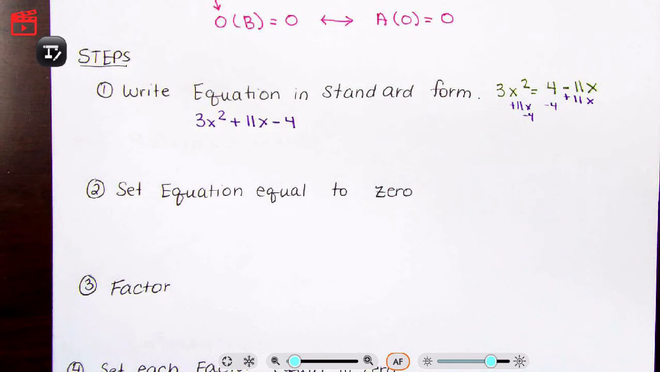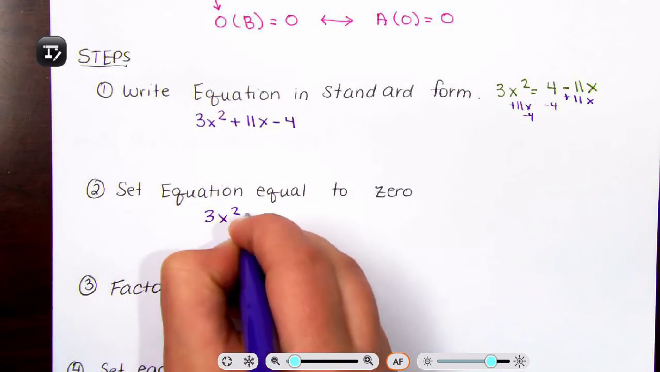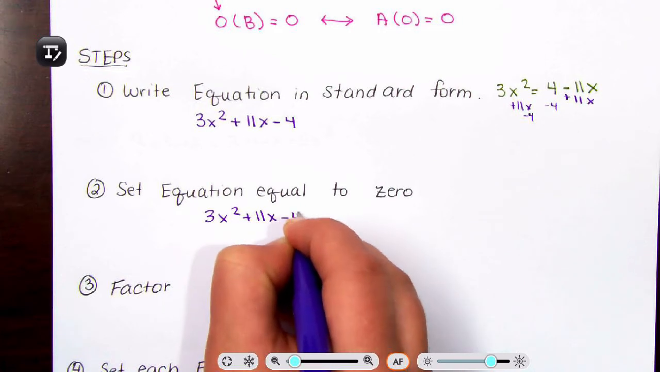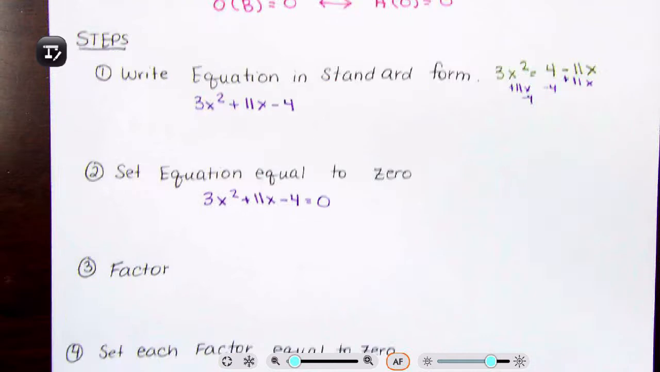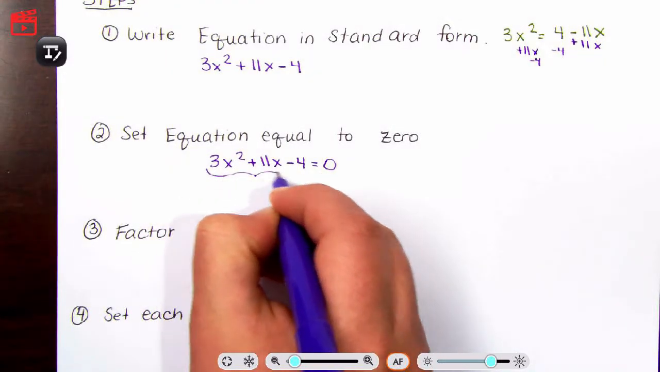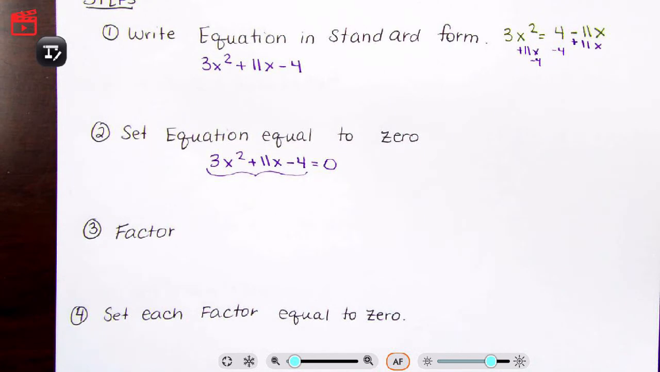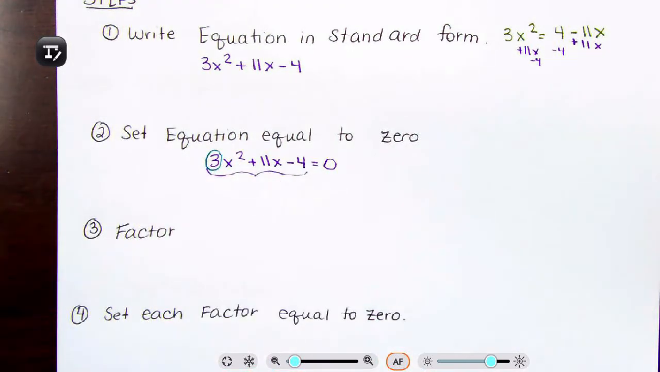Once it is in standard form, we're moving on to step number 2. We're going to set this equation equal to 0. Once it is equal to 0, we're going to factor. Now, we're not going to worry about the 0 right now. We're just going to factor this section here. Recall your different ways of factoring. This is a trinomial, so 3 terms. We have to see if our leading coefficient is 1. It is not. Our leading coefficient is 3.